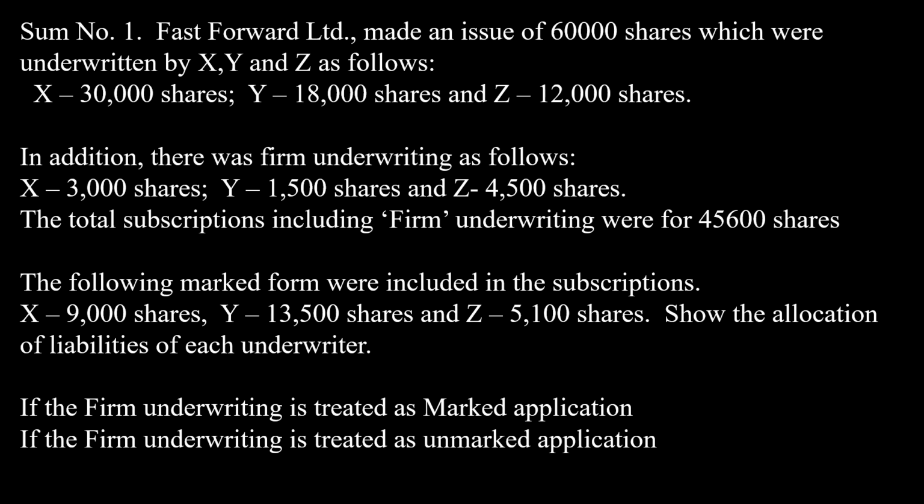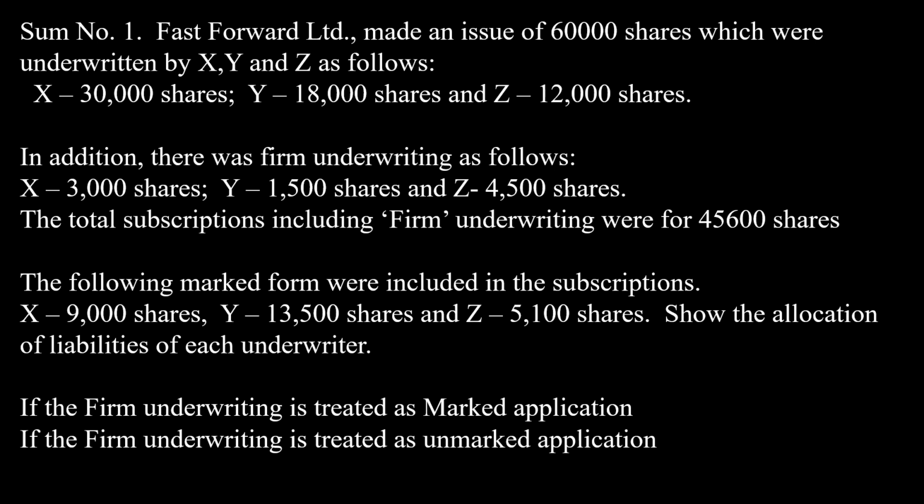The total subscription including the firm underwriting was received to the extent of 48,600 shares. The following marked applications, the marked forms, were included in the subscription: X 9,000, Y 13,500, and Z 5,100. Show the allocation of liabilities of each underwriter, if the firm underwriting is treated as marked application, and if the firm underwriting is treated as unmarked application.